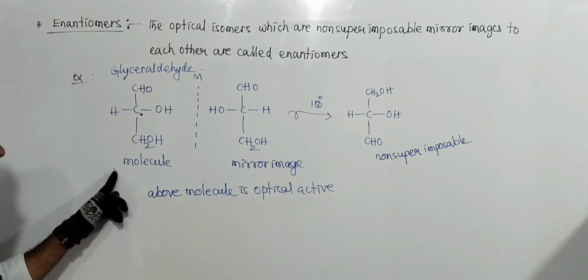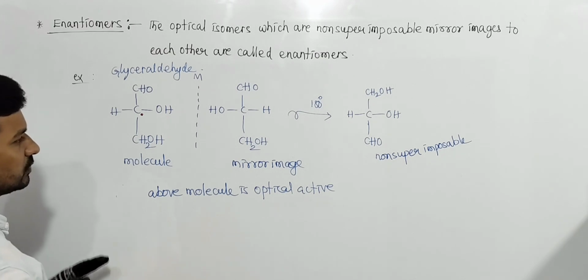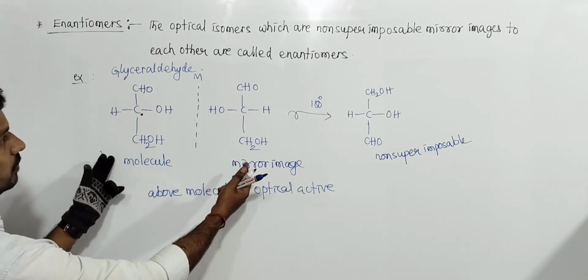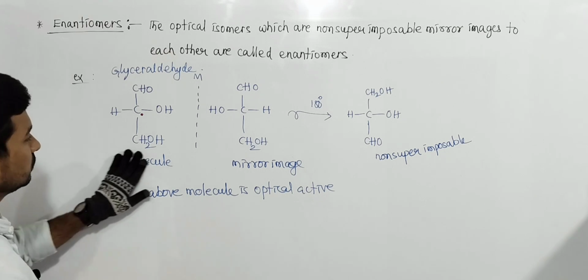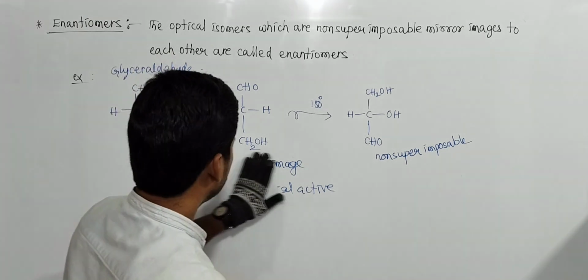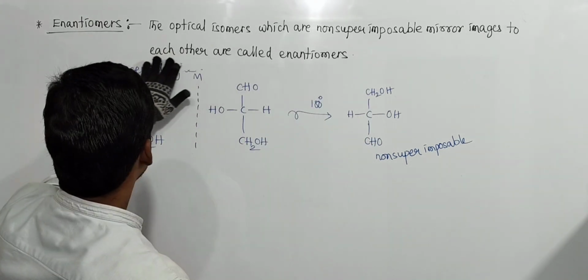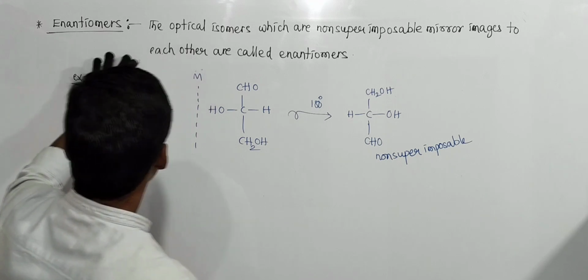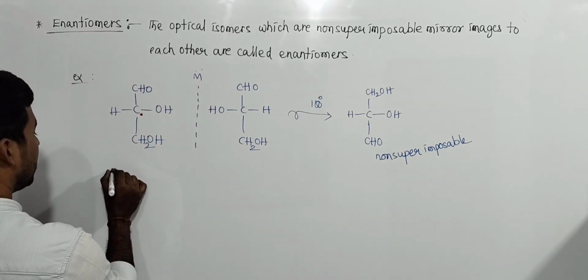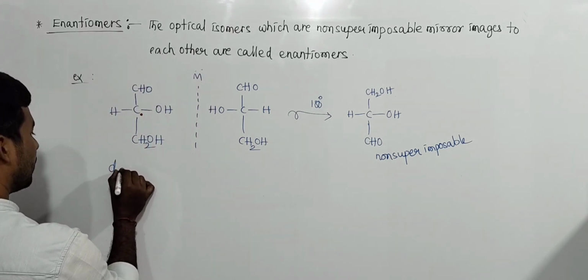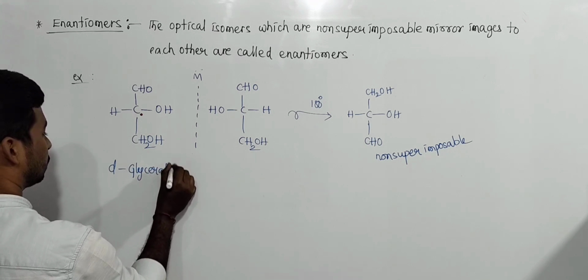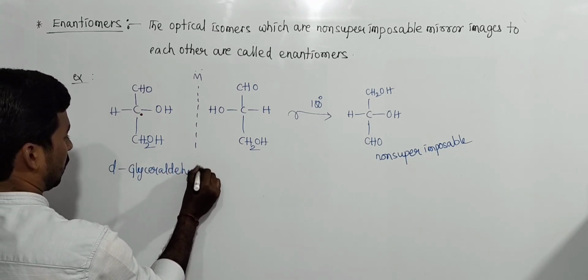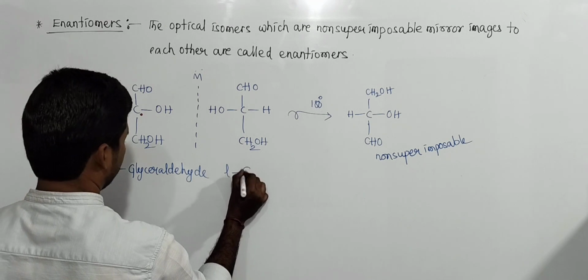This is D-glyceraldehyde, this is L-glyceraldehyde. Both molecules are non-superimposable mirror images. So, write like this. This is D-glyceraldehyde, D, R plus glyceraldehyde, and this is L-glyceraldehyde.